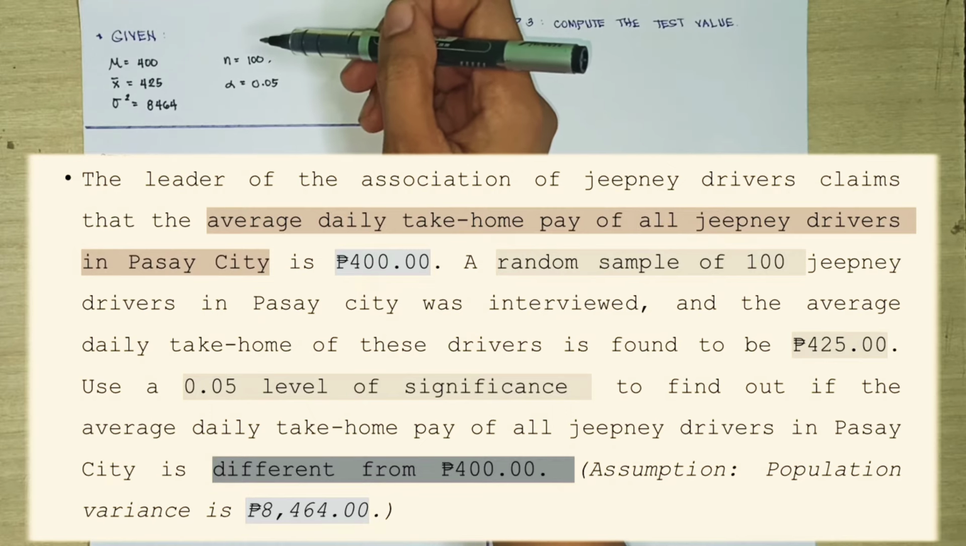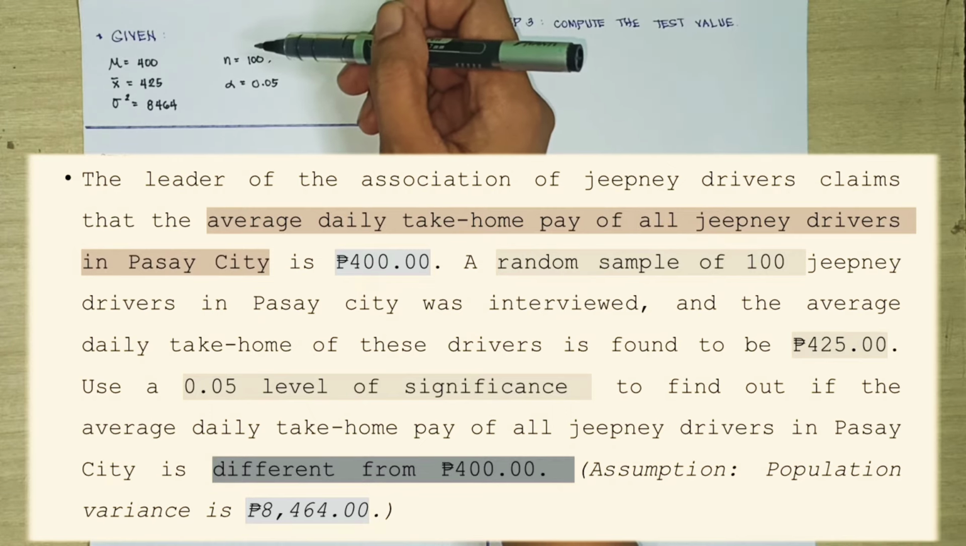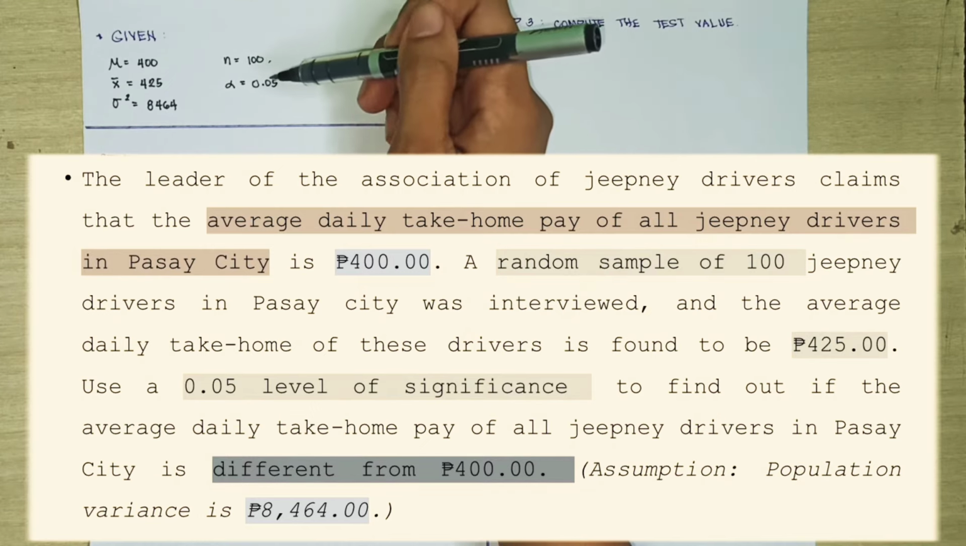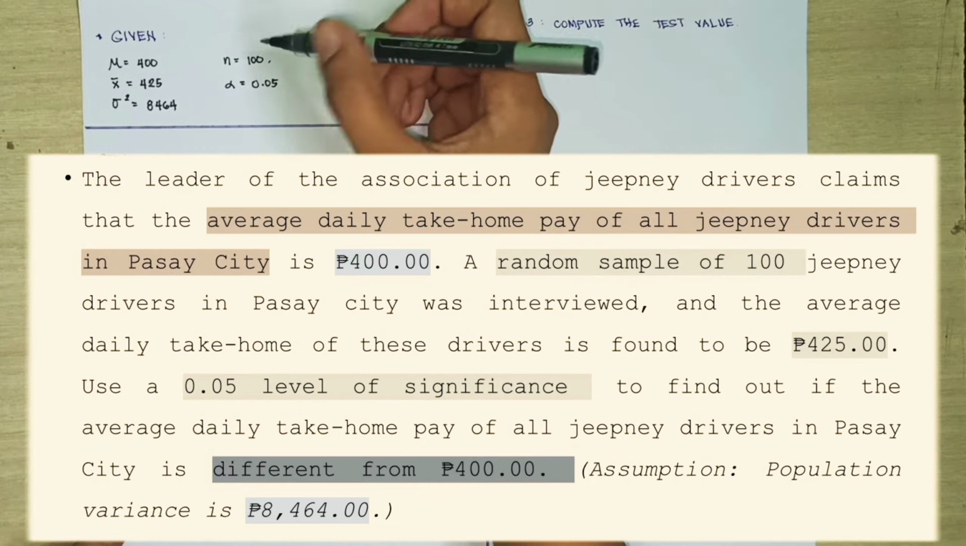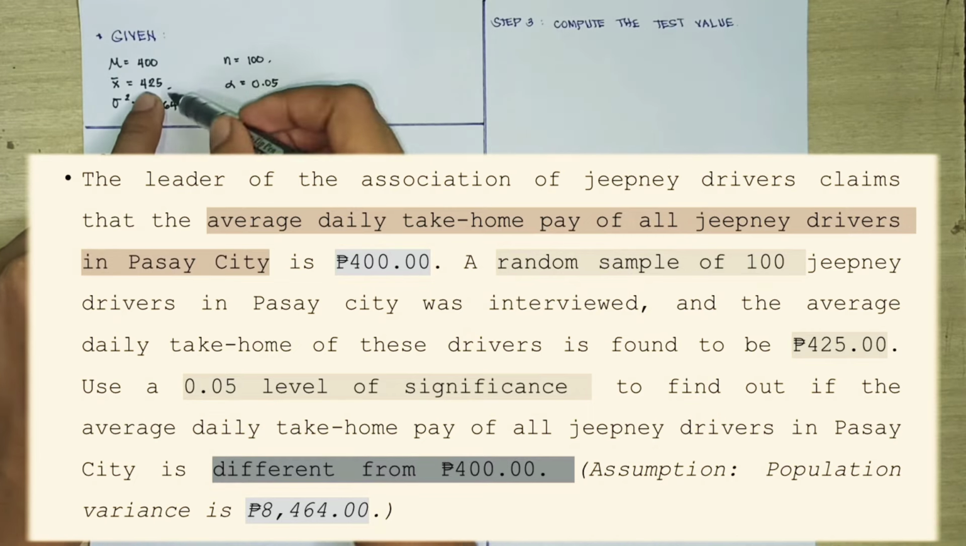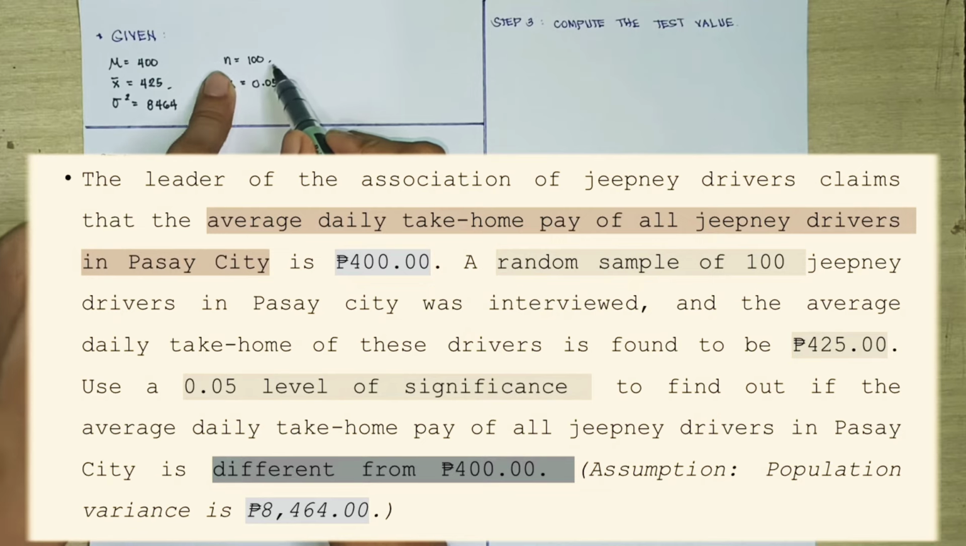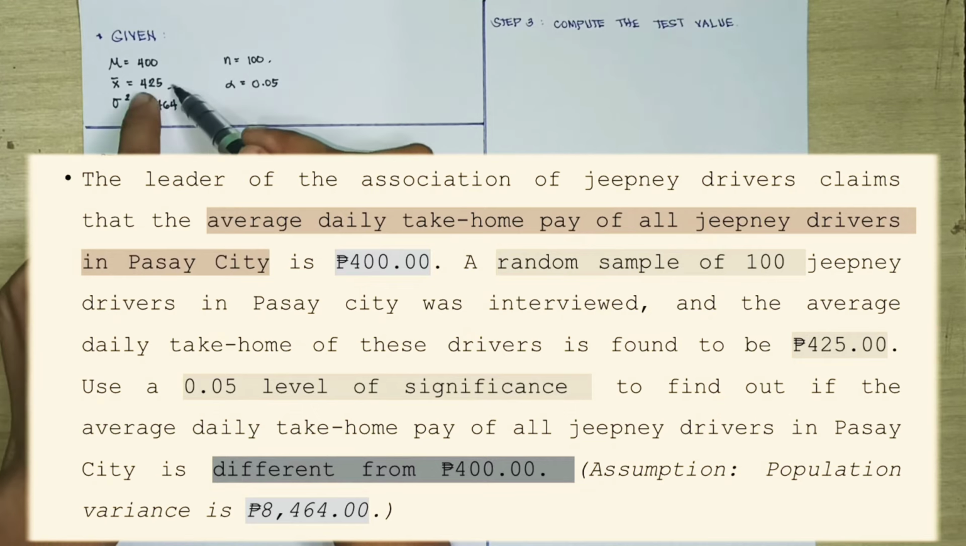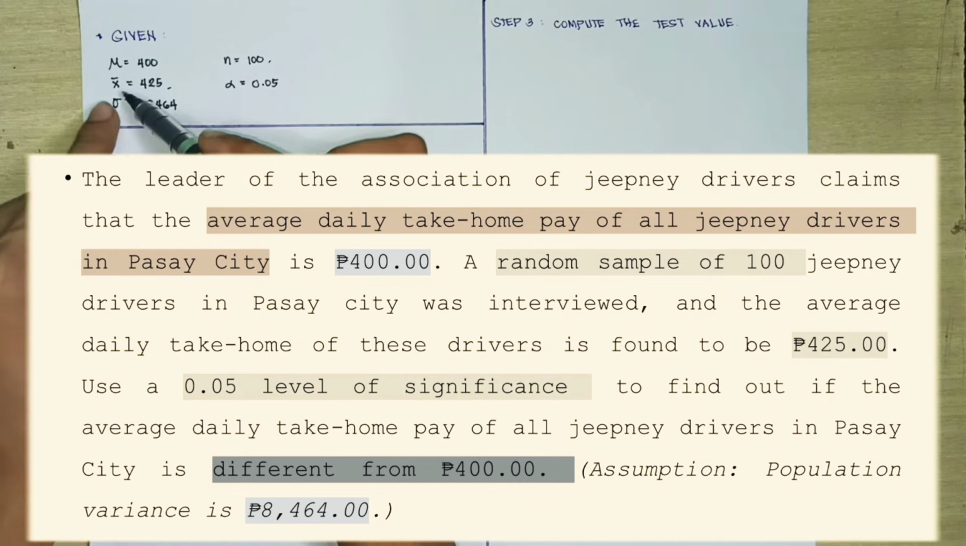Okay? And next, in Pasay City was interviewed and the average daily take-home of these drivers is found to be 425 pesos. Ano po yung 425 na yon? Ito po yung sample mean. So, ma'am, bakit po sample mean? Kasi po, itong 425 is the average, ibig sabihin mean or average ng 100 na drivers. And yung 100 na drivers na to ay sample lang po. So, ibig sabihin, yung 425 ay sample mean.